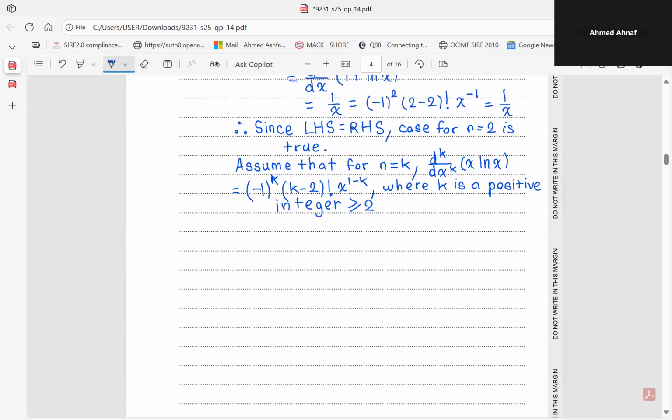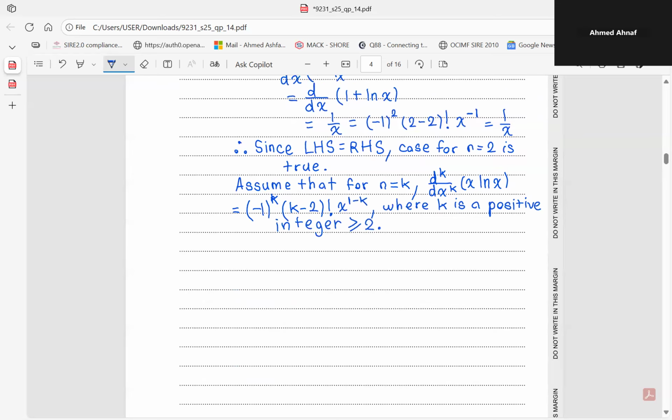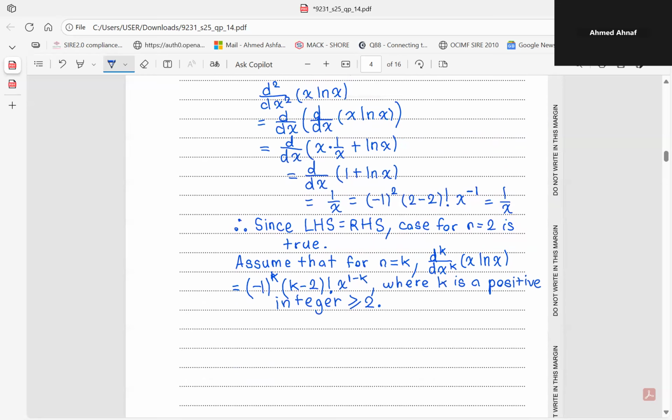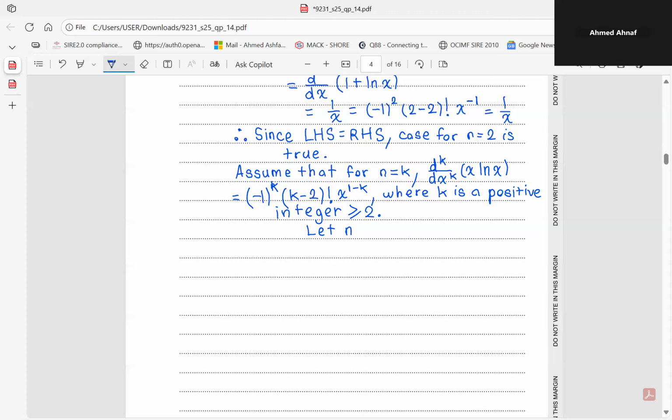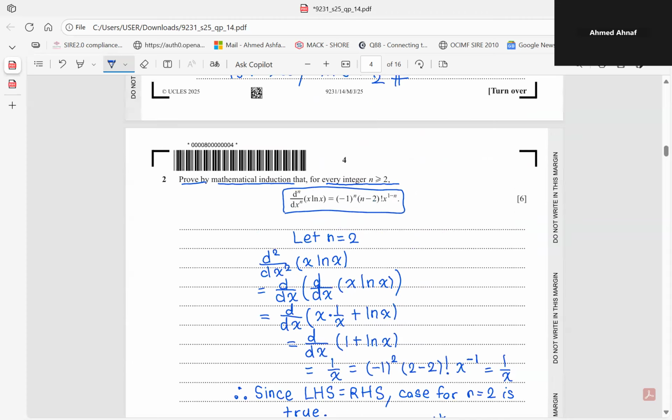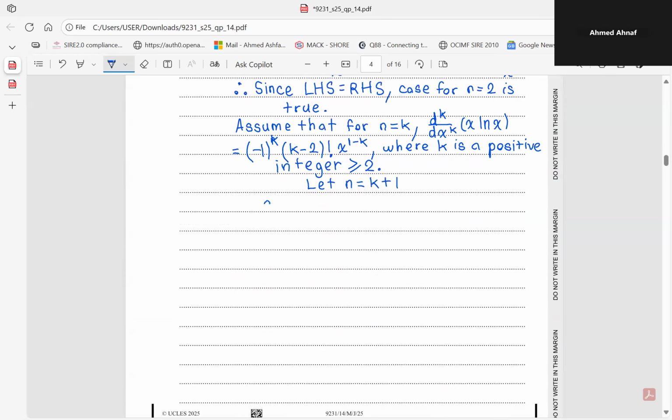More than or equal to 2. So we make this assumption, and now we're going to substitute, and we're going to let n equal k plus 1. Okay, so let's substitute that.